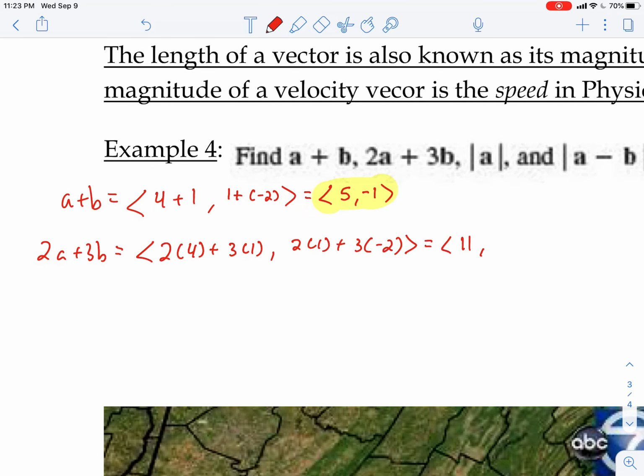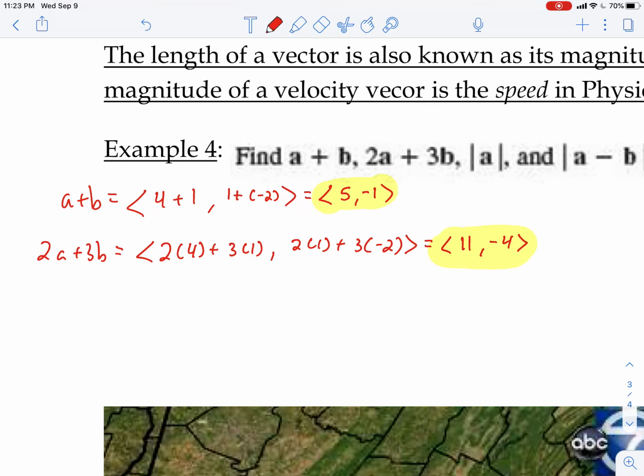And then 2 times 1 is 2. 3 times negative 2 is negative 6. So 2 plus negative 6 is going to give us negative 4. And there's our vector answer for that one.